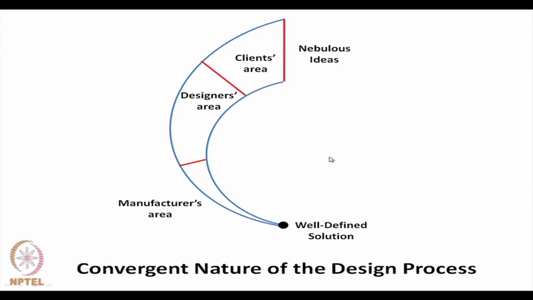In this diagram, we show how once again the ideas which are many in the beginning coming from the customers or the clients, which are nebulous, not well formed, sometimes vague, expressed in intangible things, but as it goes through this process of marketing, design or engineering and manufacturing, finally a well defined solution emerges. So, this is how ideas from many converge finally to a solution in terms of a product or a service.